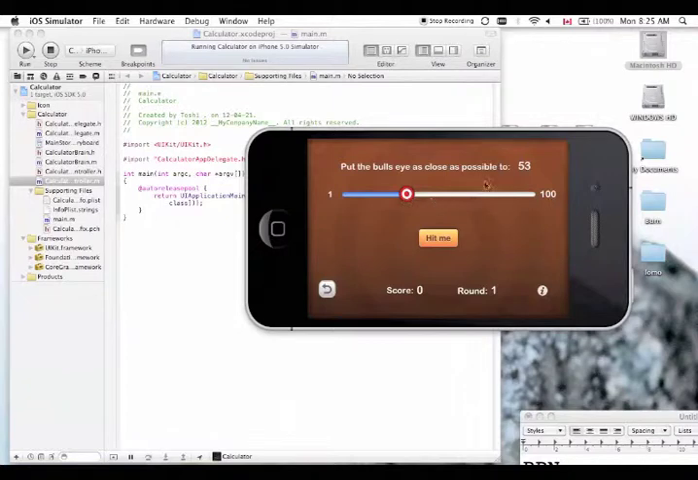But now this app randomly chooses a number for me to target. So here it's asking me to target number 53. And at the bottom here I have the tally of the score, and I also know how many rounds I've played. This is the information button, and this is a button to start over, so reset everything to round 1 and score 0.